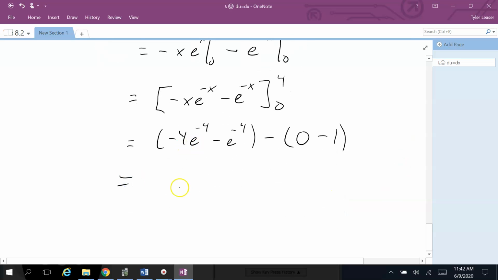Combining like terms together, I have negative 5 e to the negative 4 from these two, and then a plus 1 because the two negatives canceled out there. Okay, great. But that is integration by parts.